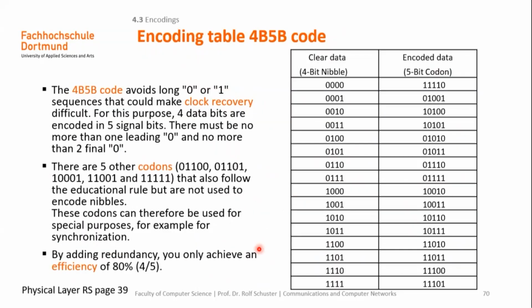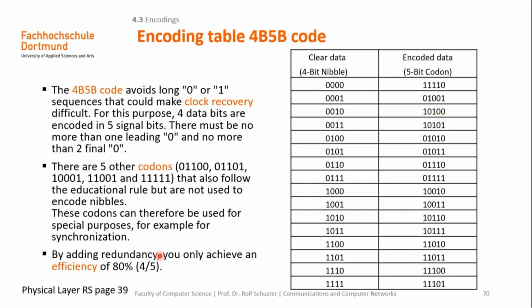There are then 5 other codons. This is a nibble of 4 bits, and this is called a codon, that is a chunk of 5 bits. Pay attention that any combination of codons presents a maximum of 3 consecutive zeros.